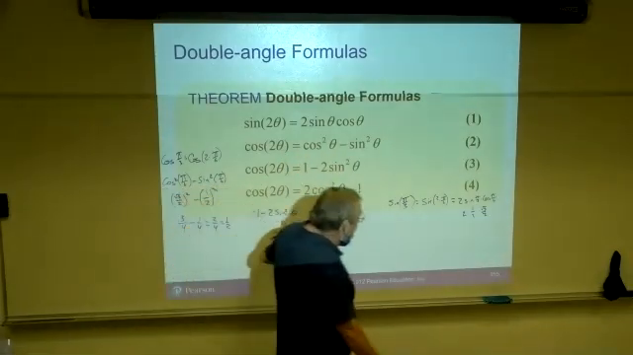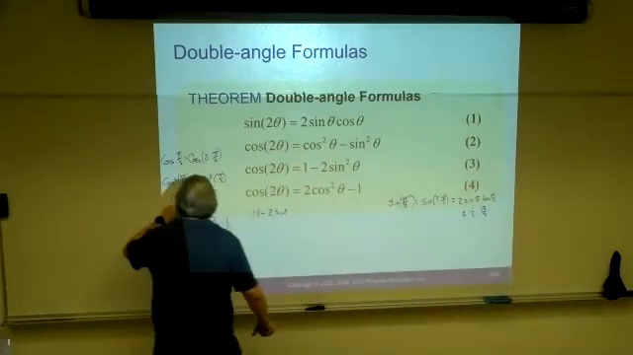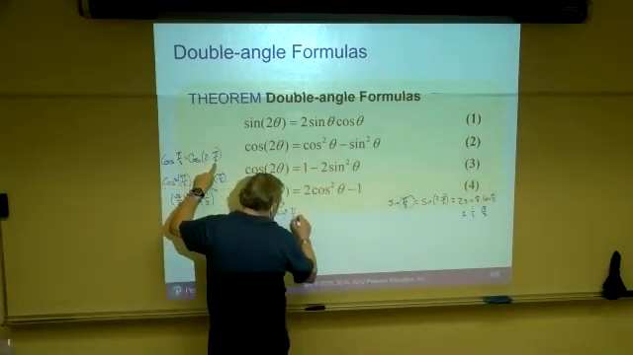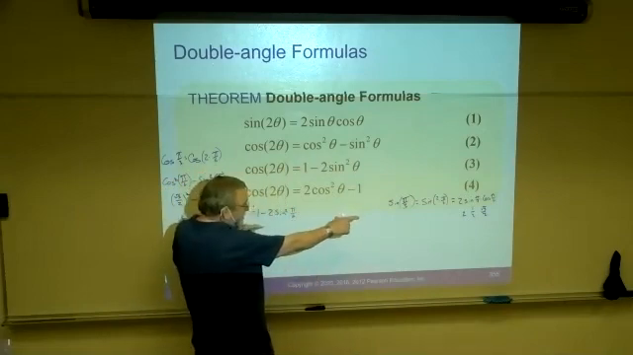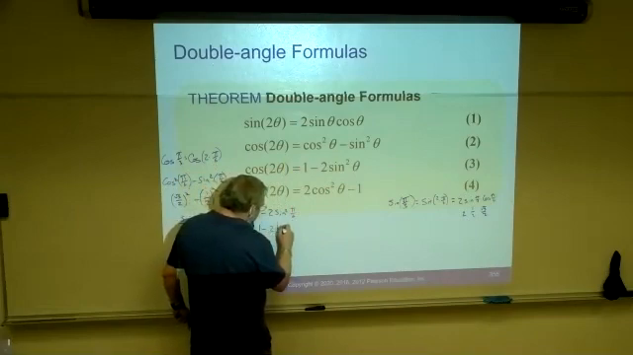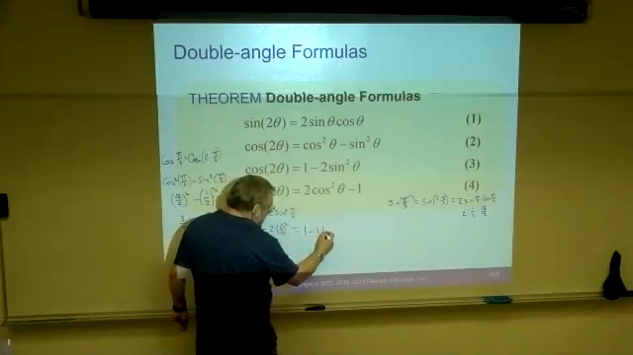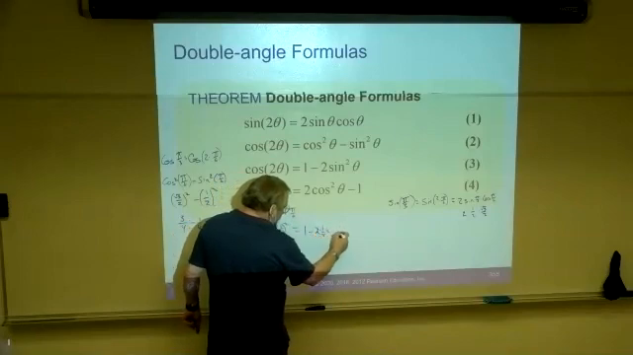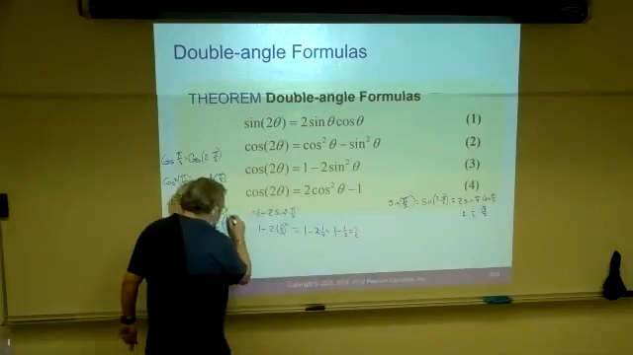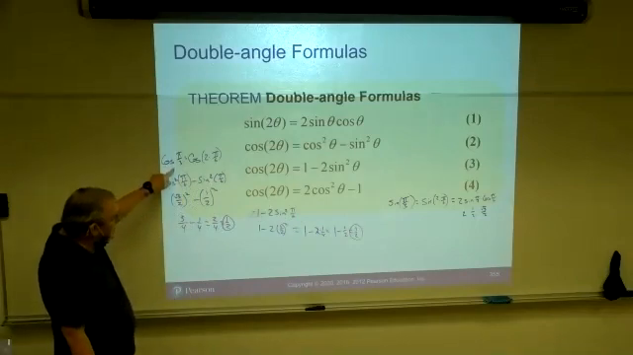Since theta in this case is pi over 6, and the sine of pi over 6 is 1/2, this is 1 minus 2 times 1/2 being squared, which is 1 minus 2 times 1/4, which is 1 minus 1/2, which is 1/2. Okay, these have to agree, and they do. And that's what the cosine of pi over 3 is.